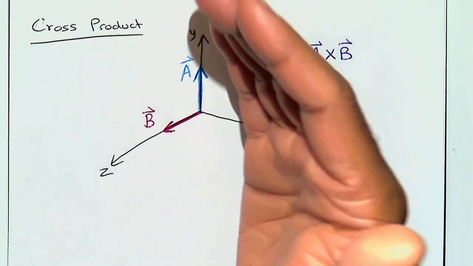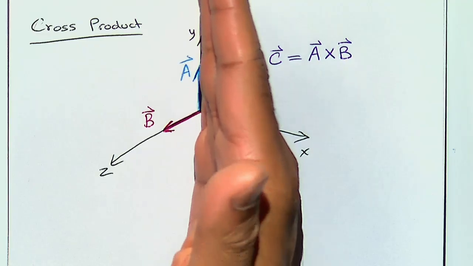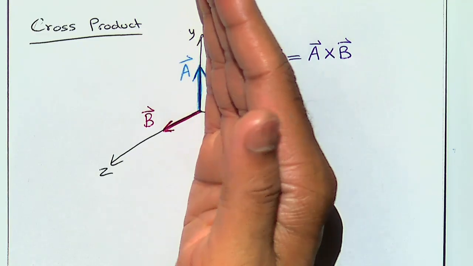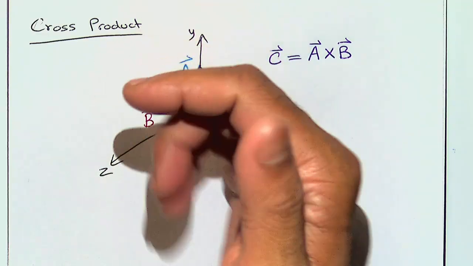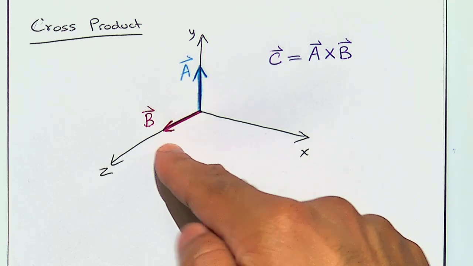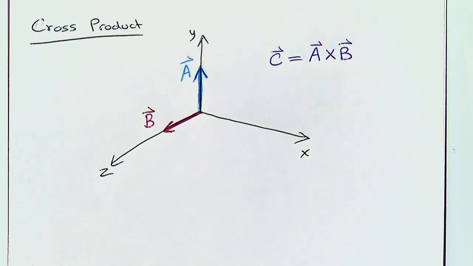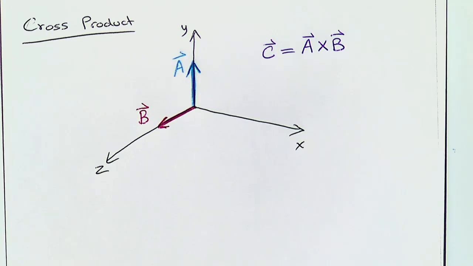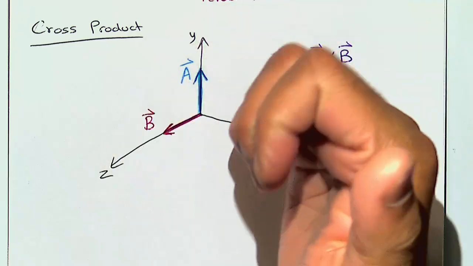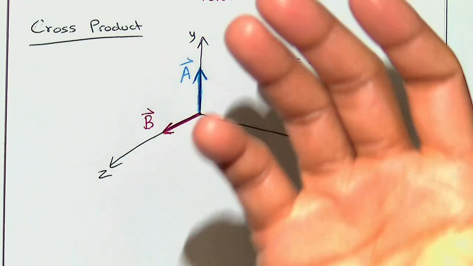Okay, so you start with the first vector, and then you want to curl your fingers towards the B direction. So you start with A, curl your fingers towards the B direction, and once you do the curling, your thumb should point in the direction of what C is, the result. Both these methods, the fixed finger way and the curling of the fingers way, will give you the exact same result. There's no difference. It's just, which one do you prefer?